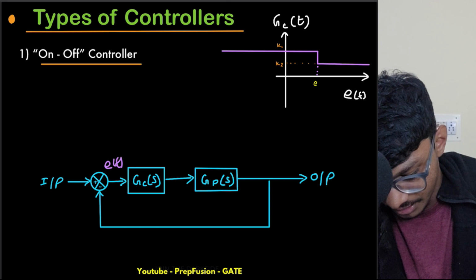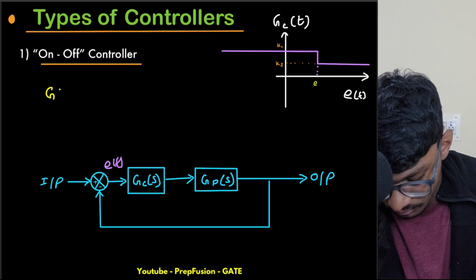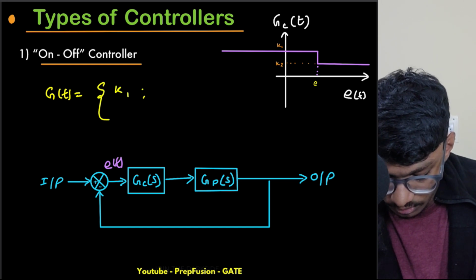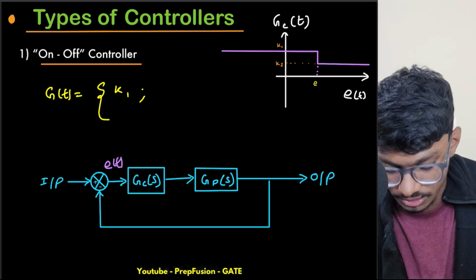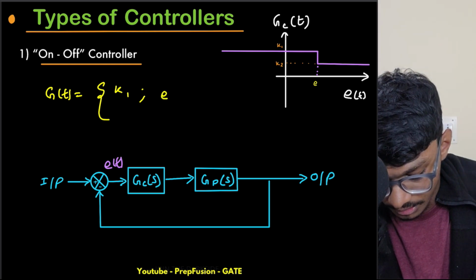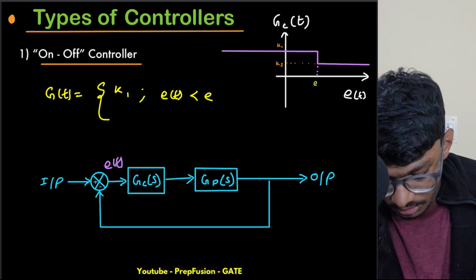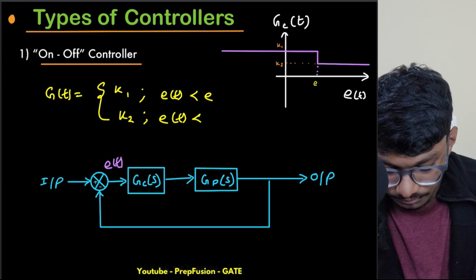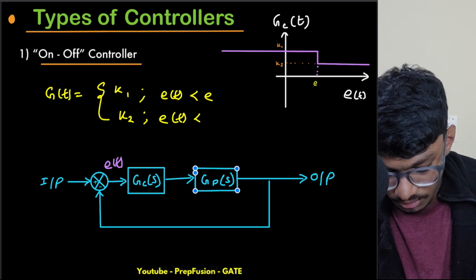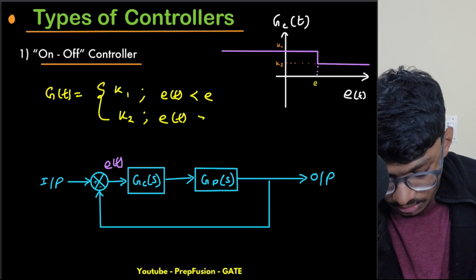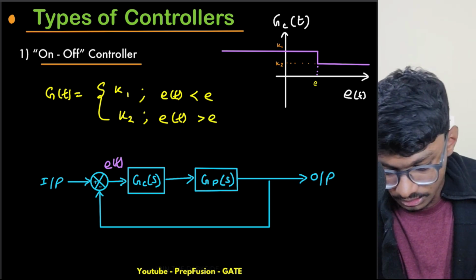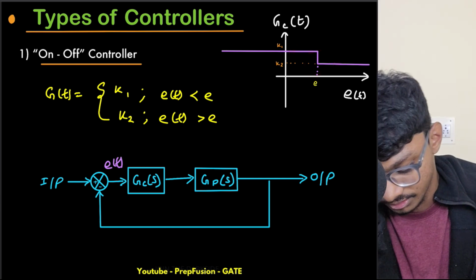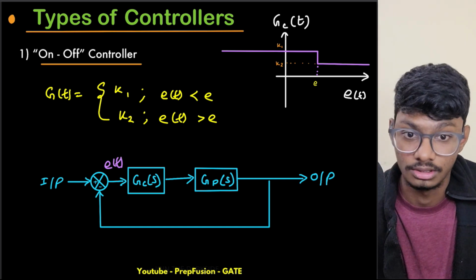My g of t will be equal to k1, which can be 0 also, like 0 and 1, when my error e of t is less than e, and equal to k2 when my e of t is greater than e. At this junction at e it is discontinuous. So that was it for the on-off control.